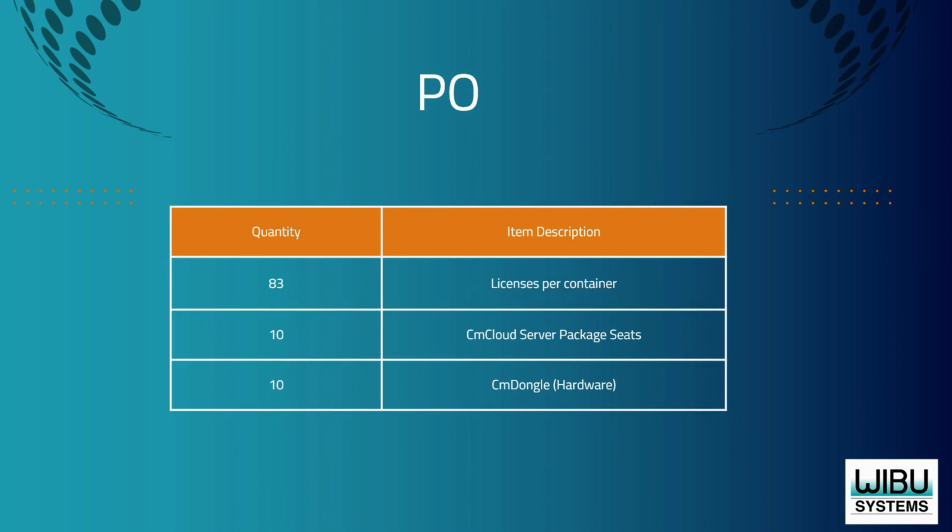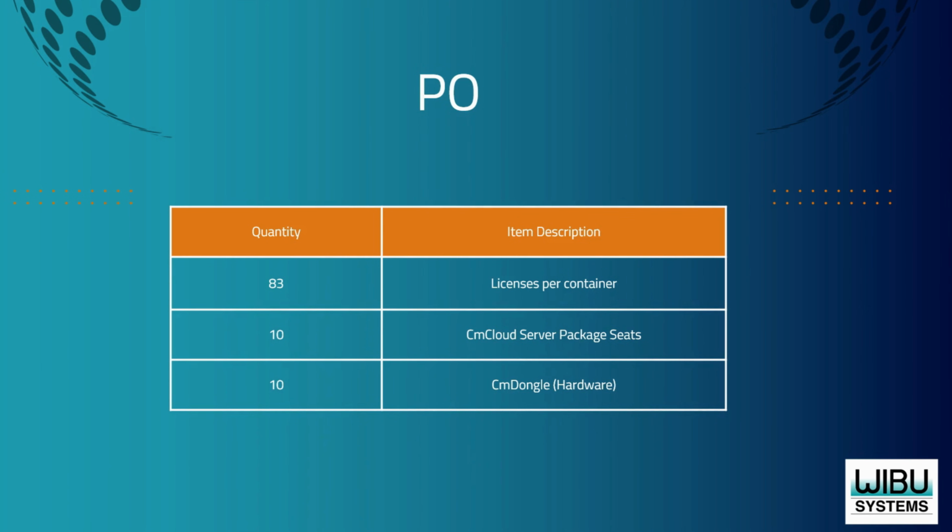In this example, the offer includes 83 licenses per container, 10 CM Cloud Server package seats, 10 CM dongles. When you place a purchase order for these quantities, the first item you receive is the master key, also called the FSB, or Firm Security Box.